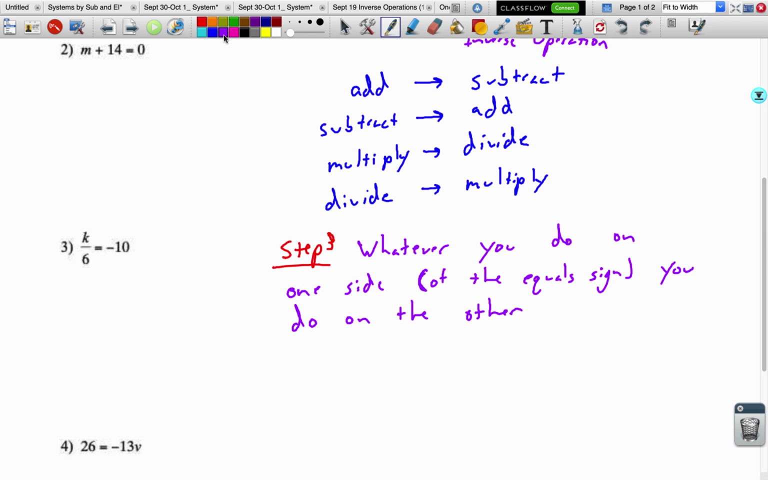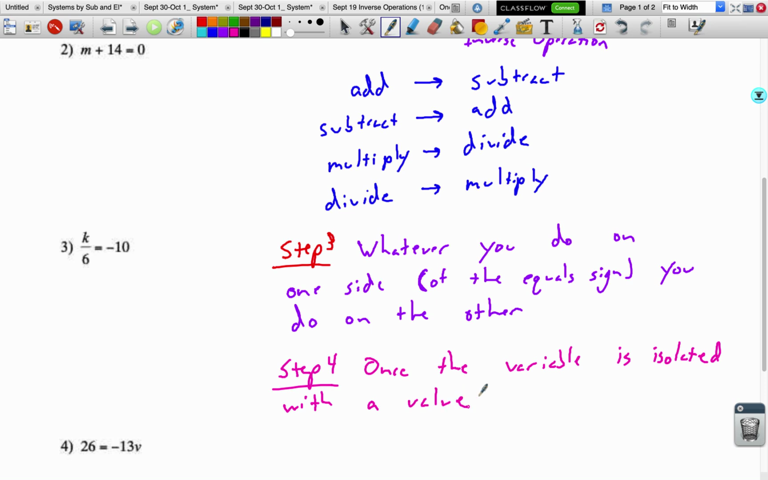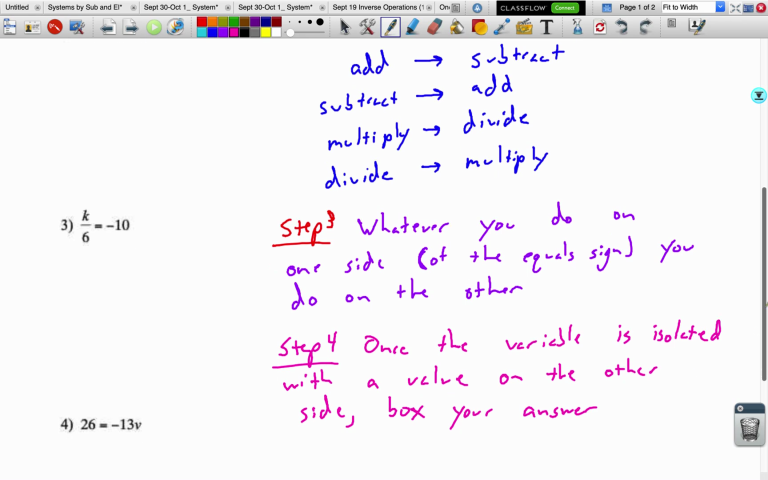All right, and then step 4, once the variable is isolated, and that means by itself on one side of the equal sign, once the variable is isolated with a value, like a number, on the other side, box your answer. So you box the whole equation, variable and everything. And that is your answer.